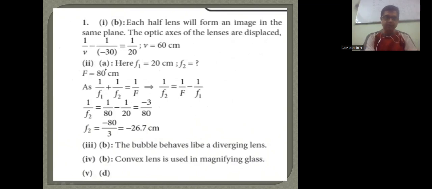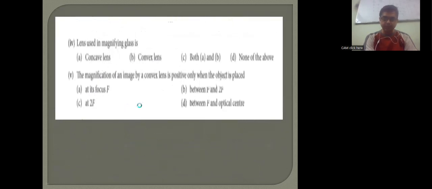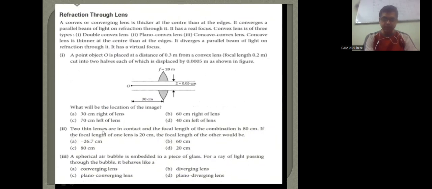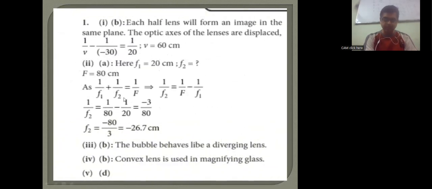Question 2 was talking about a combination of lenses. For a combination of lenses, 1 by f equals 1 by f1 plus 1 by f2. Now student, the combined focal length was given to you. One of the focal lengths was also given to you. You need to calculate the second focal length. Now look at the question again. Question 2 says the two thin lenses are in contact. Focal length of the combination is 80. If the focal length of one of the lenses is 20, find the focal length of the other lens. That is 1 by f1 plus 1 by f2 equals 1 by f.